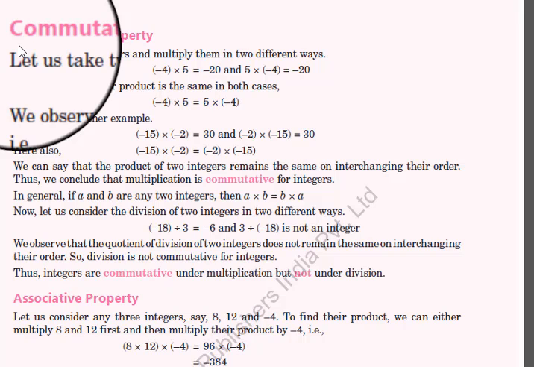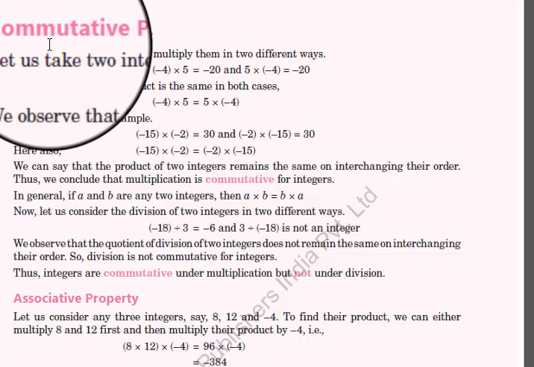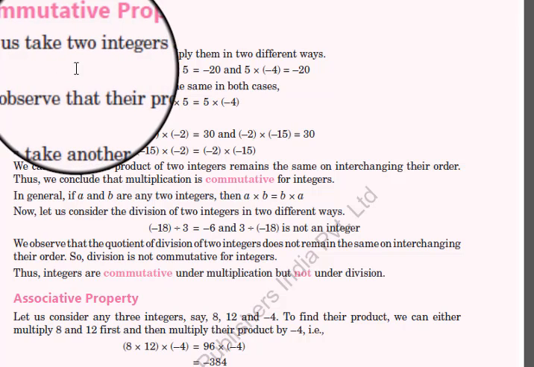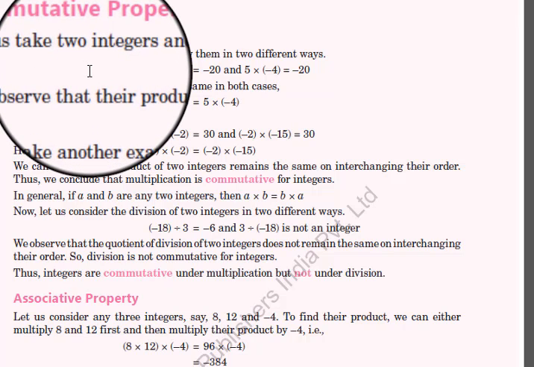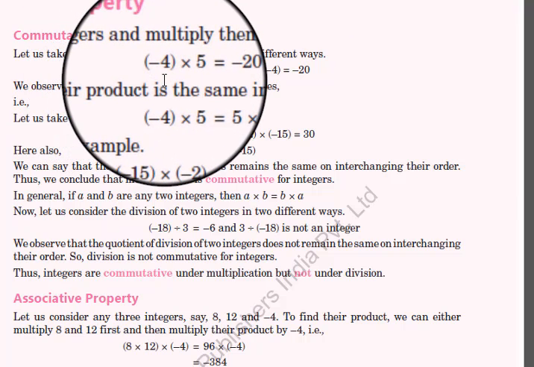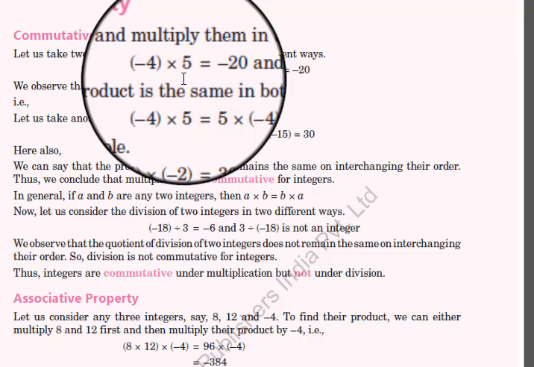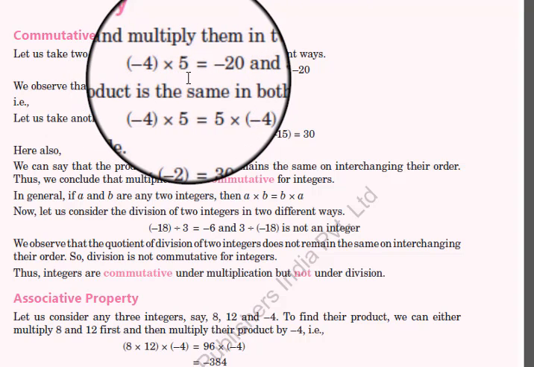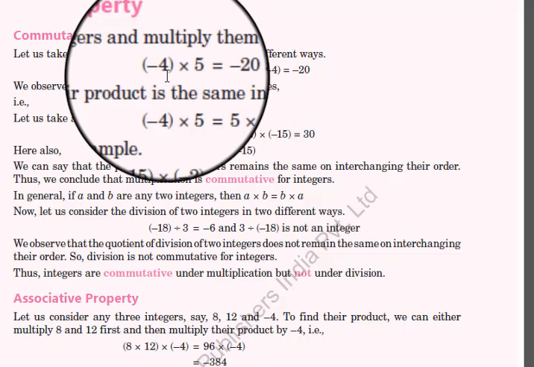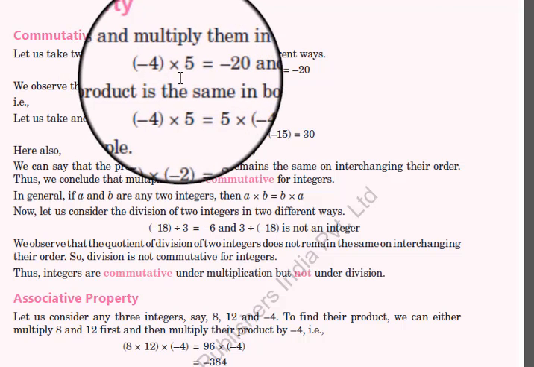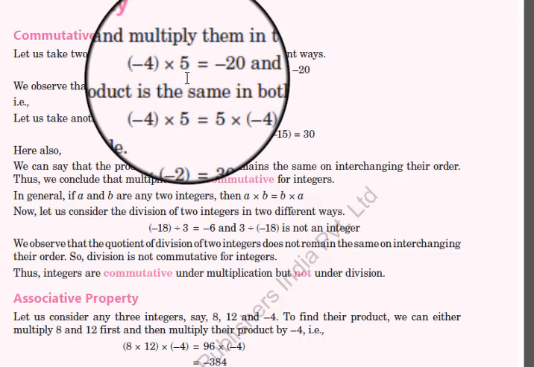So students, now let us discuss one of the properties of integers, that is the commutative property, which says that let us take two integers and multiply them in two different ways. What are the two different ways? If I take the two integers as minus 4 and 5, we know that one is a negative integer and the other is a positive integer, or in other words, since it's a negative integer, it is the smaller, and the number 5 is the bigger.